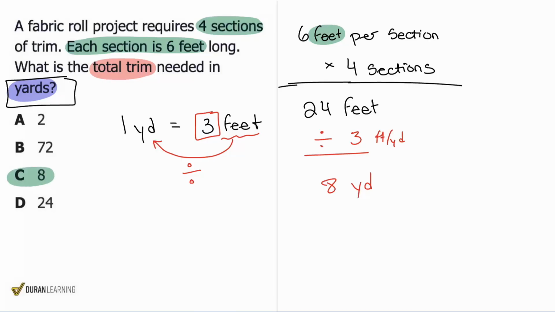Not B, not D. Those were both trick answers. Very close if you picked either of those. But there we go. The answer is C, 8 yards, and hopefully we take these lessons and just apply them to the next one and the next one after that.